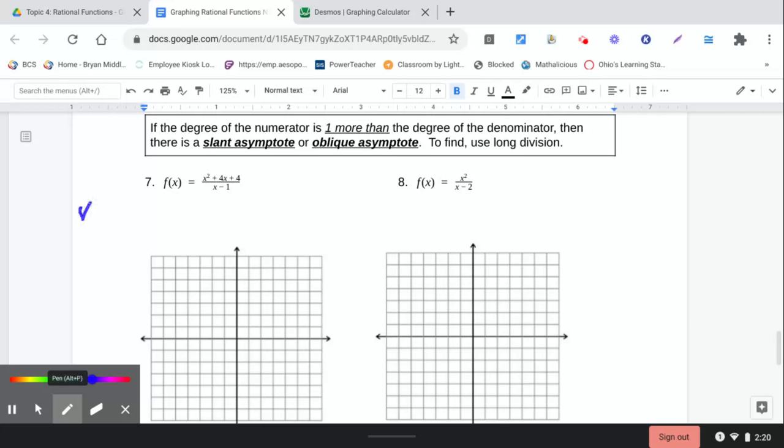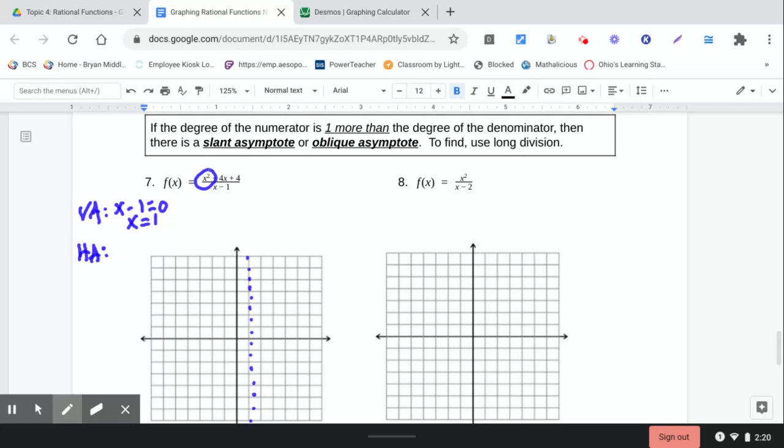We're going to start by finding our vertical asymptote. Our vertical asymptote is found by taking the denominator and setting it equal to 0. And so we get x equals 1. So I'm just going to go ahead and put that in here. Now, our horizontal asymptote, the degree in the numerator is 2, and the degree in the denominator is 1. And so since the degree on top is bigger, that means there is no horizontal asymptote. So we're just going to write none. Now, the degree on top is exactly 1 greater, so that means it does have a slant asymptote. So we're going to find that.